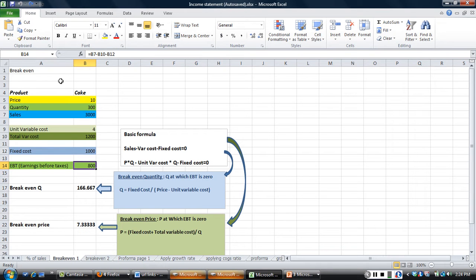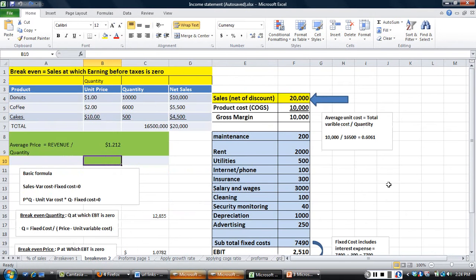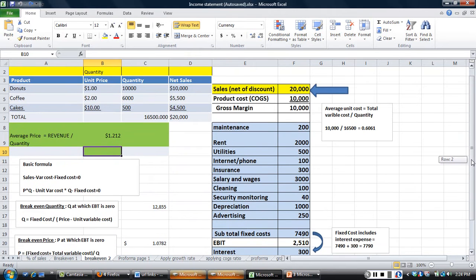So now let's go to how we would apply this to our income statement. What we are going to think through now is, whereas in the prior example there was only one product, what if we have more than one product? We've got donuts, coffees, and cakes. In that case, how do we figure out what price to use? Do we use a price of 1, 2, 10? So what you do is you come up with an average price.